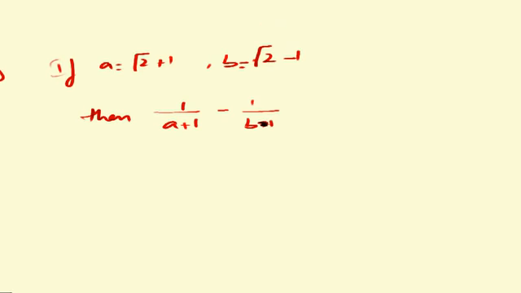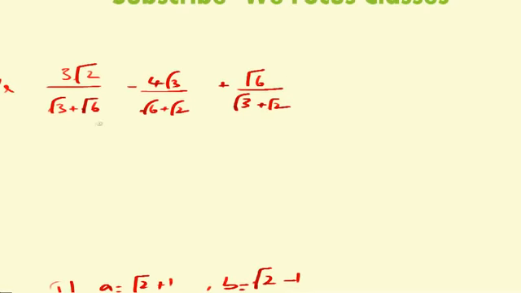The problem is given like this: 3 root 2 by root 3 plus root 6, minus 4 root 3 by root 6 plus root 2, plus root 6 by root 3 plus root 2. Then how to solve this kind of problem? Yeah, we try to solve the problem like this.